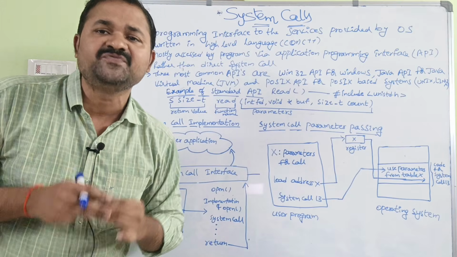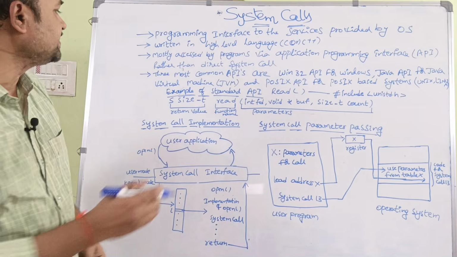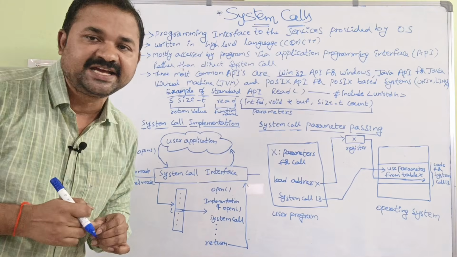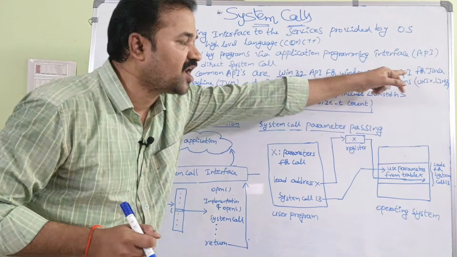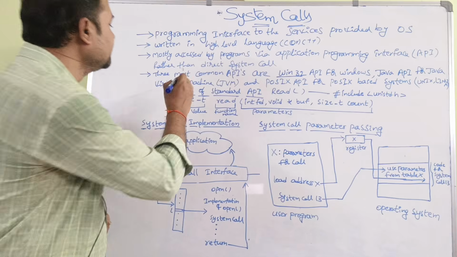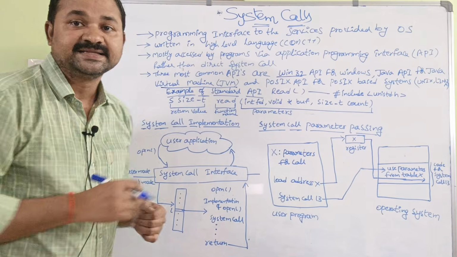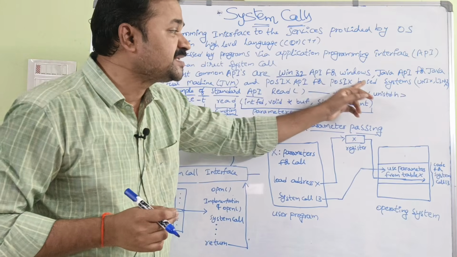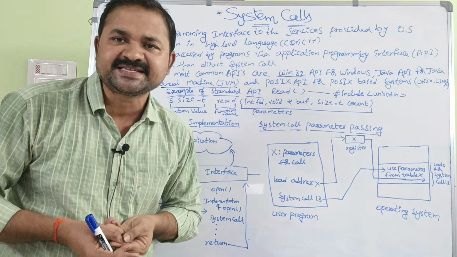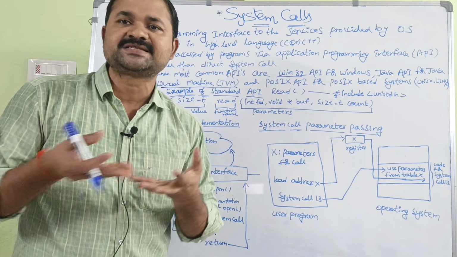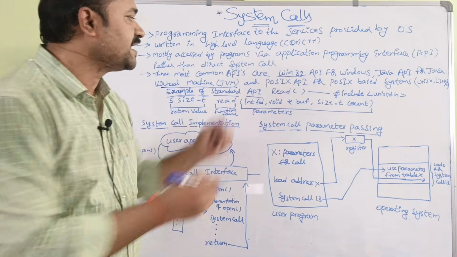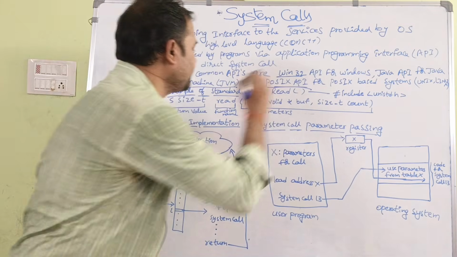Here mainly we have three APIs. The first one is for Windows, the API is Win32. Whereas for Java, the API is Java Virtual Machine, that is JVM. Whereas for POSIX based systems, POSIX based system means Linux, Unix and Apple Mac, the API is POSIX API.